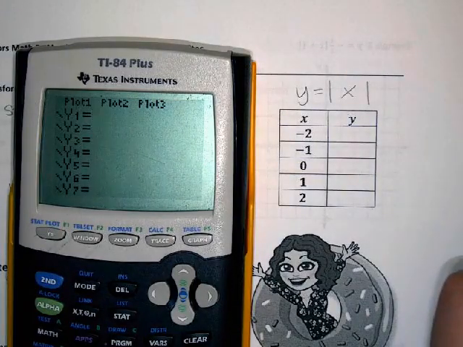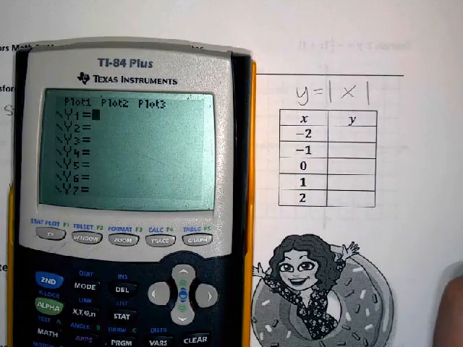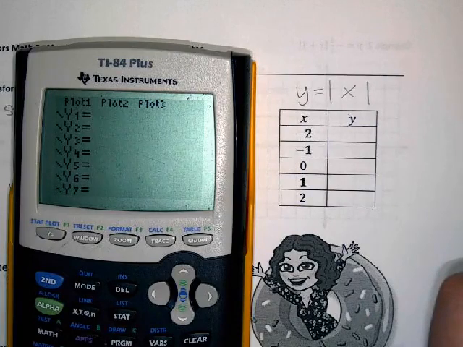And does anyone remember what an absolute value symbol does to a number? It turns negatives to positives. And does anyone know what absolute value actually means?